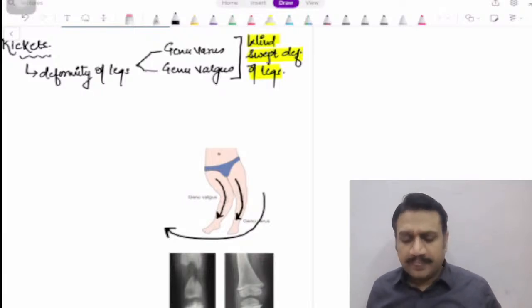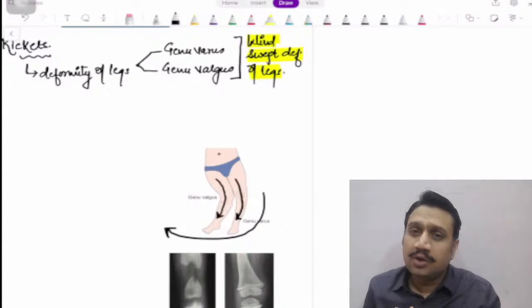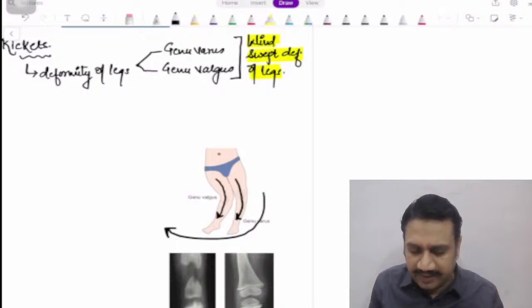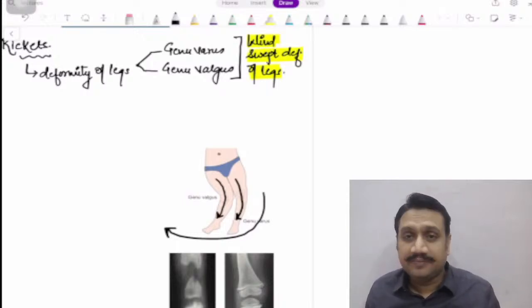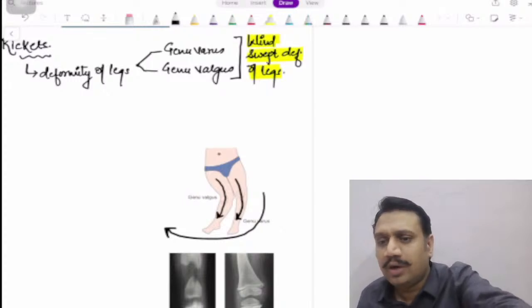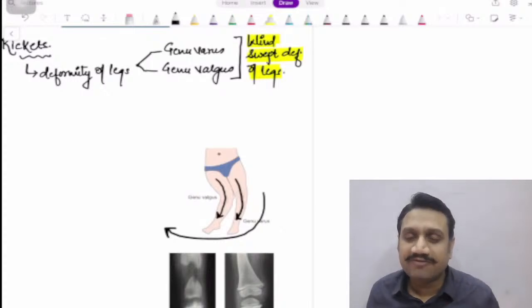Now whenever we treat cases of rickets, you should know the basic parameter, the basic abnormality. It can be a deficiency of calcium, phosphorus, or vitamin D. Whatever is deficient, we have to supplement, and that will be okay. Once we start supplementing, how will we come to know that the patient is getting fine?